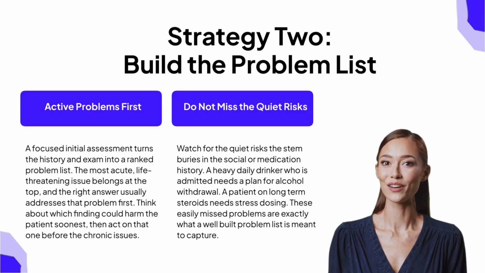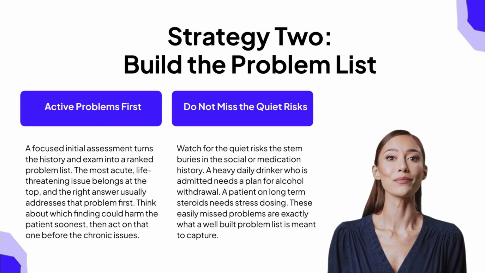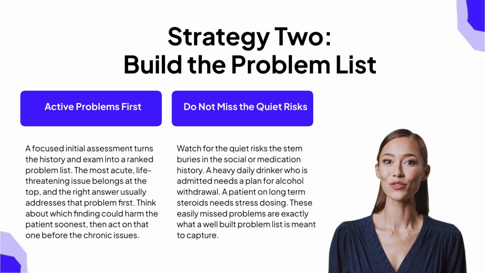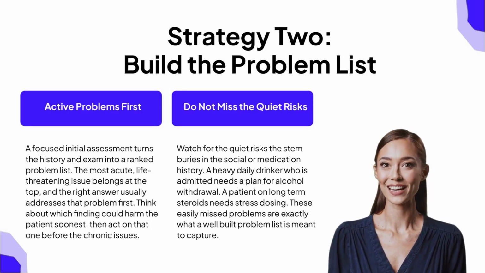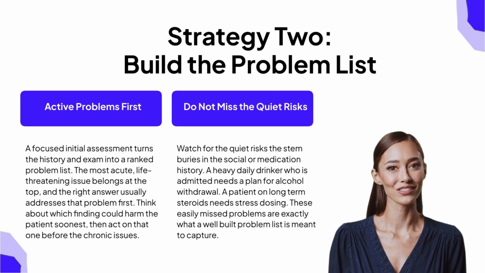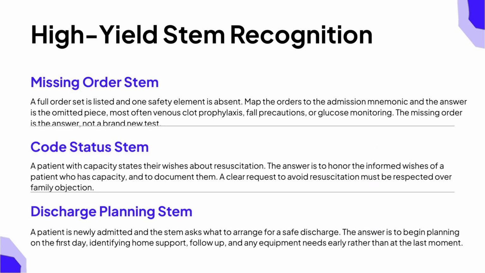Then watch for the quiet risks the stem buries in the social history or the medication list. A heavy daily drinker who is admitted needs a plan for alcohol withdrawal. A patient who has taken steroids for a long time needs extra steroid coverage during the stress of illness. A good problem list is exactly what catches these easily missed items, so read the whole stem before you commit to an answer. Now let us train on stem recognition.